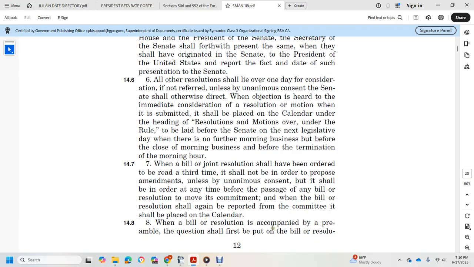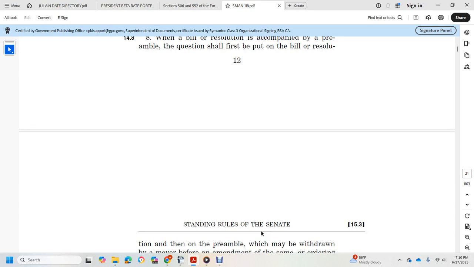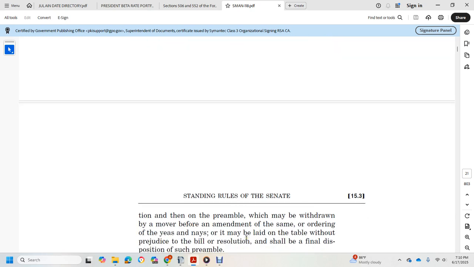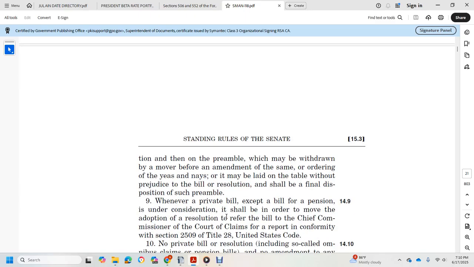When a bill or resolution is accompanied by a preamble, the question shall first be put on the bill or resolution, and then on the preamble, which may be withdrawn by the mover before amendment of the same, ordering the yeas and nays, or may be laid on the table without prejudice to the bill or resolution, and shall be the final disposition of such preamble.